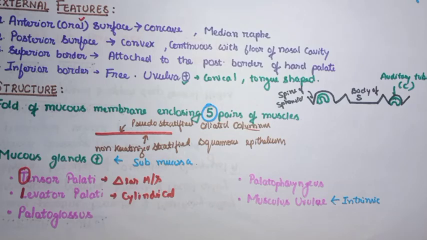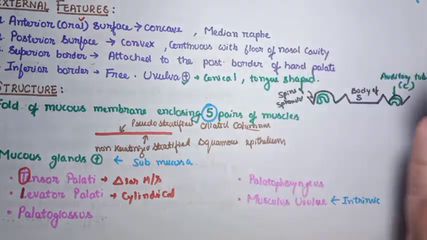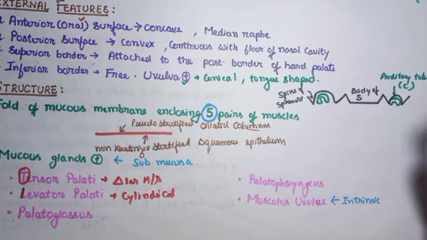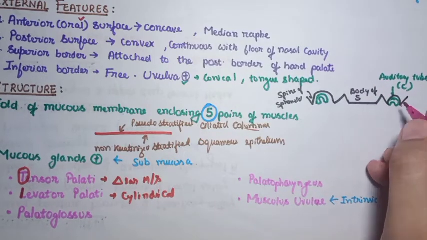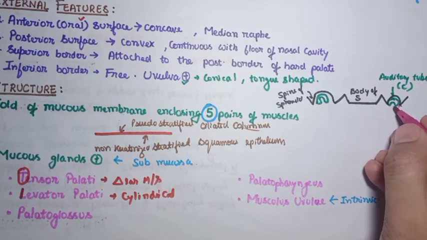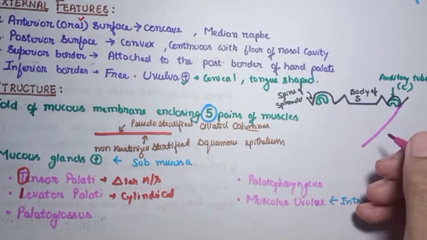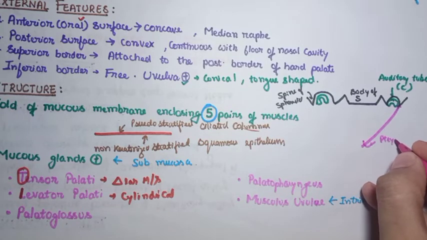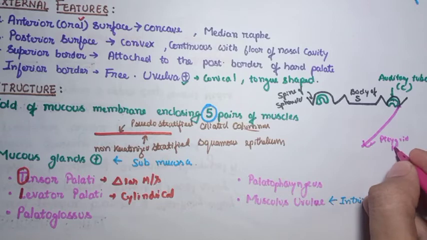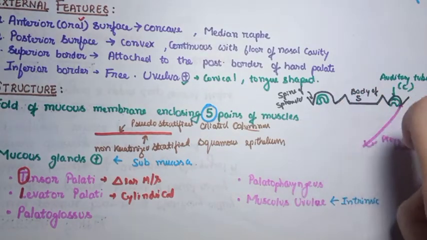Let's see the muscles. The first muscles that we are going to see are the tensor palati and the levator palati. Tensor palati is situated more laterally, while the levator palati is situated medially. So it originates from some part of the auditory tube and the spine of the sphenoid, not going into exact details. It proceeds downwards and hooks over the pterygoid hamulus. Here we have the pterygoid hamulus. So it hooks over here, makes a hook like this, around the pterygoid hamulus.